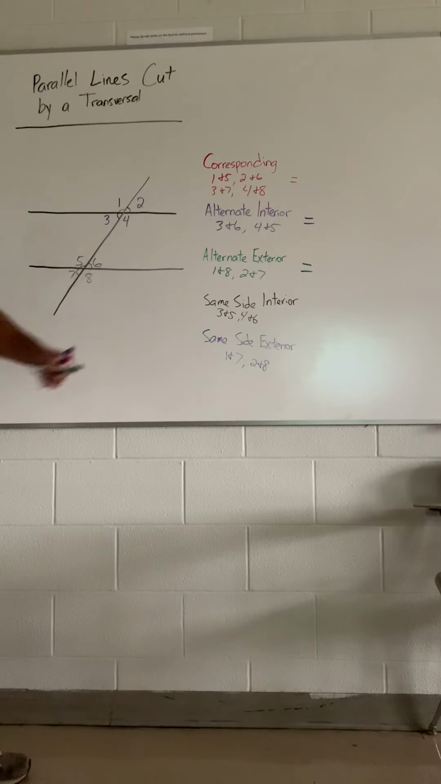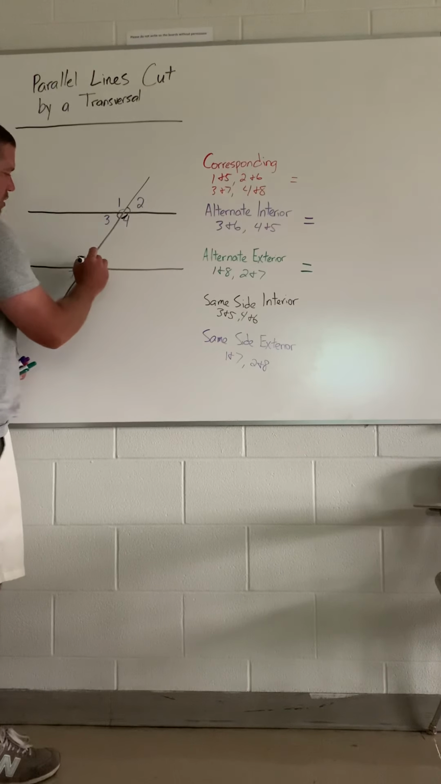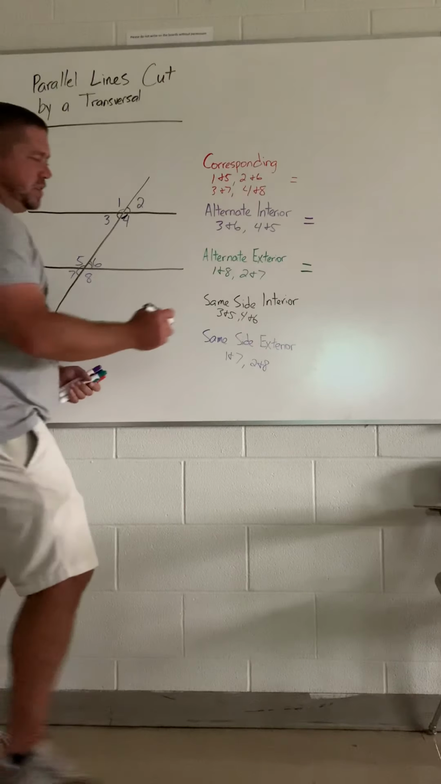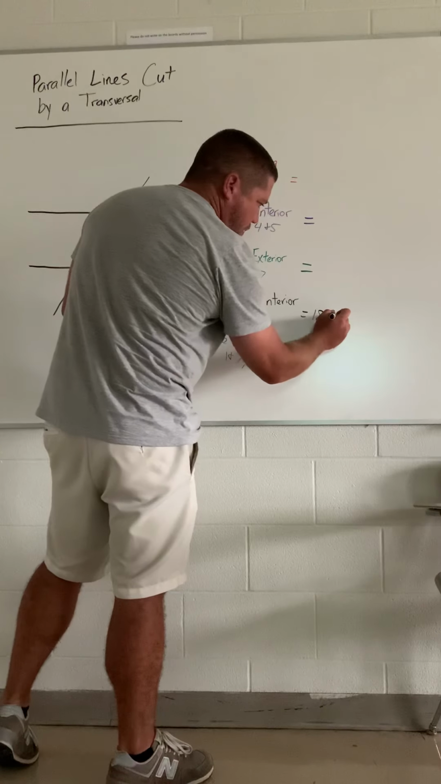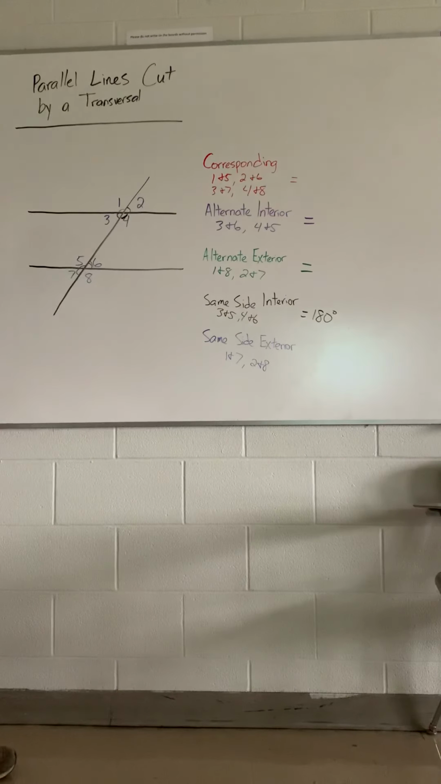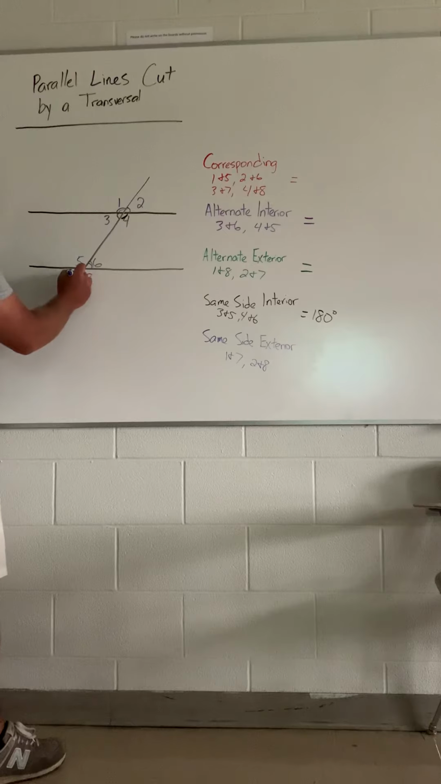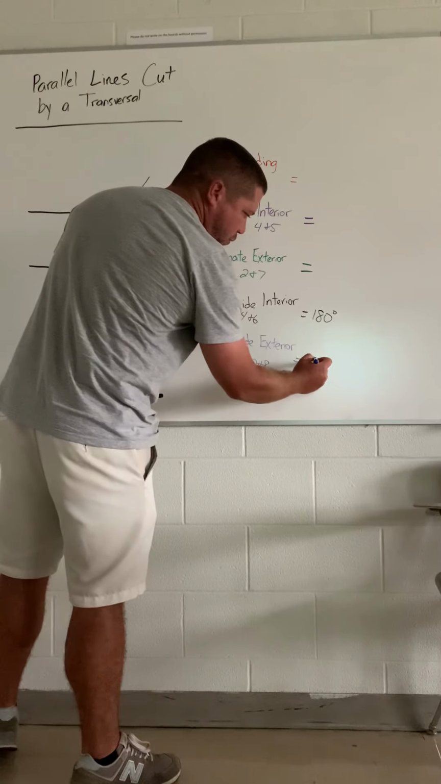So same side interior, 4 and 6. 4 is obtuse, 6 is acute. So these don't equal each other. These actually equal 180 degrees. And the same side exterior. So let's go 1 and 7. Obtuse, acute, same thing as the same side interior. They're going to equal 180 degrees.